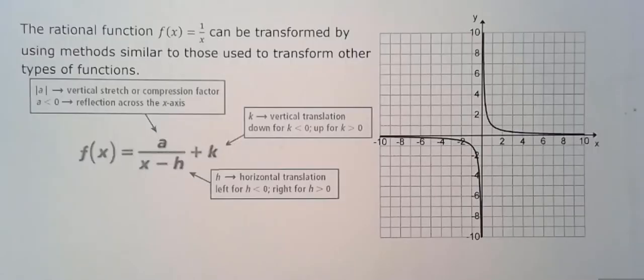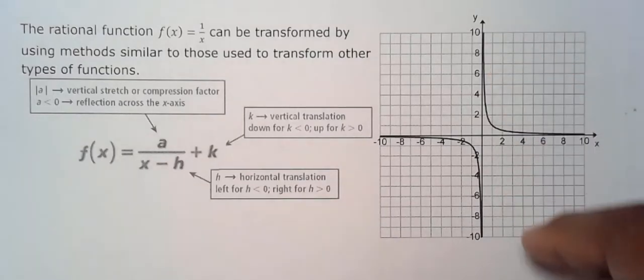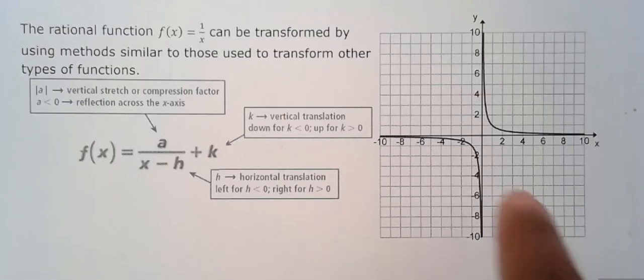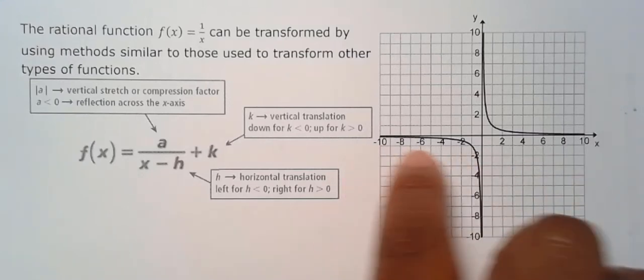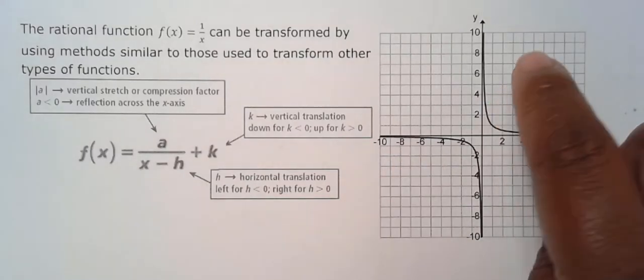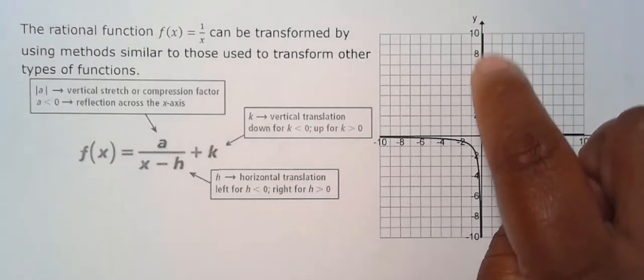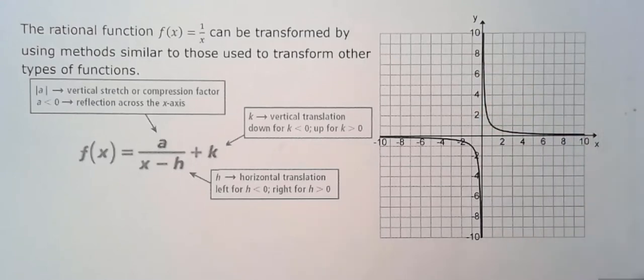All right, so let's look at the rational function f of x is equal to 1 over x. This is the graph itself. If you noticed for this graph, we have a horizontal asymptote at y equals 0. We have a vertical asymptote at x equals 0. So it will never touch the actual x or y axis. It'll get close to, but it will never touch.